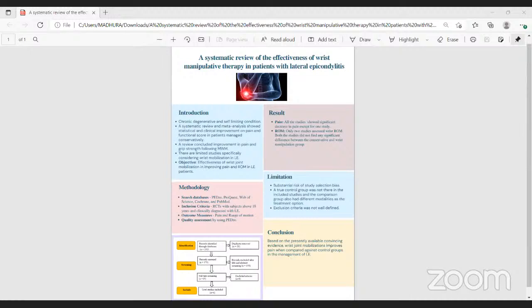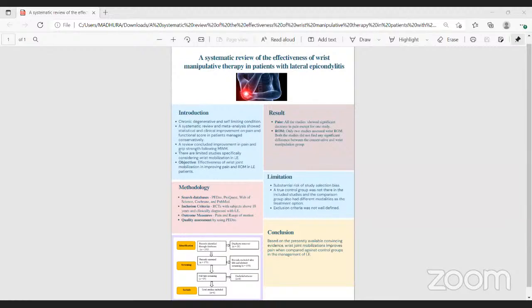PRISMA chart. A total of 191 articles were primarily recognized as potential inclusions. Of these, 21 were identified as duplicates. Based on the title and abstract search, 155 articles were excluded out of 170 articles. Then, 15 papers were considered eligible for full text review. After full text screening, we excluded 8 studies because of reasons like inappropriate intervention or poor quality of the study. Coming to the results, first is pain.